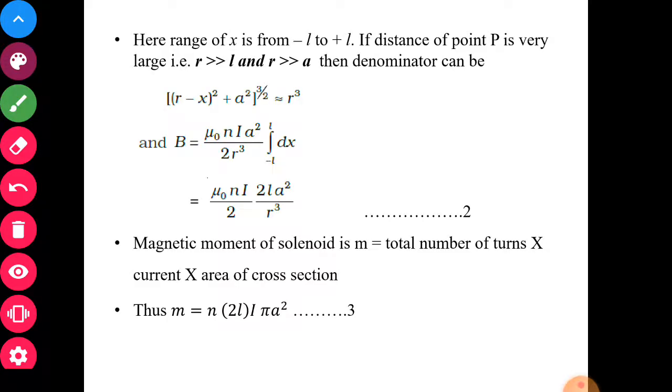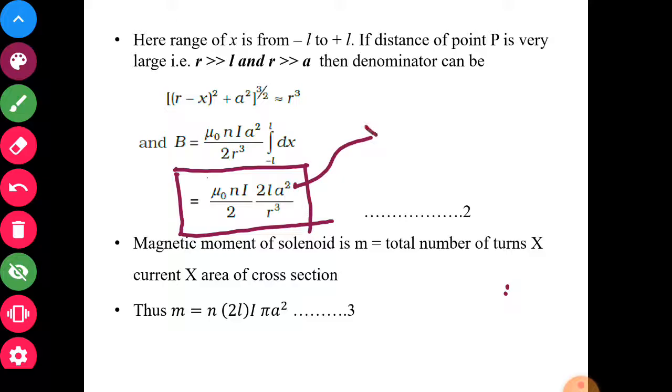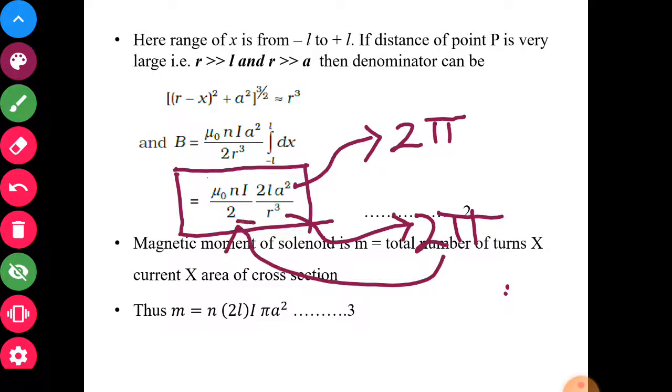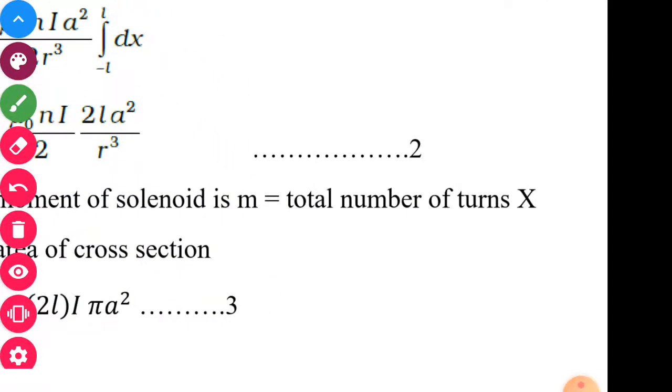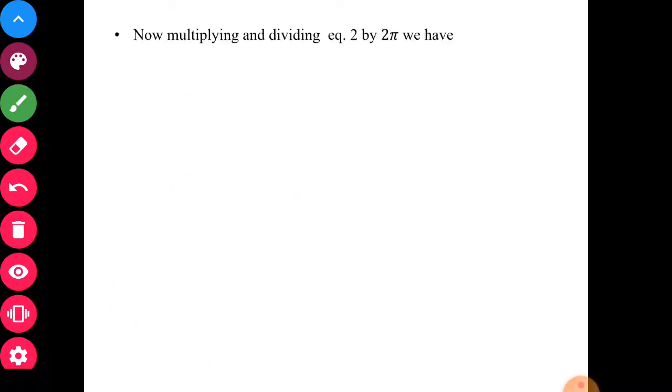Now multiplying and dividing equation 2 by 2 pi. Try to understand, this equation is multiplied and divided by 2 pi. What will happen? In the numerator there will be an extra 2 pi, and in the denominator also there will be an extra 2 pi. So 2 pi into 2 will become 4 pi. It is shown in the next step.